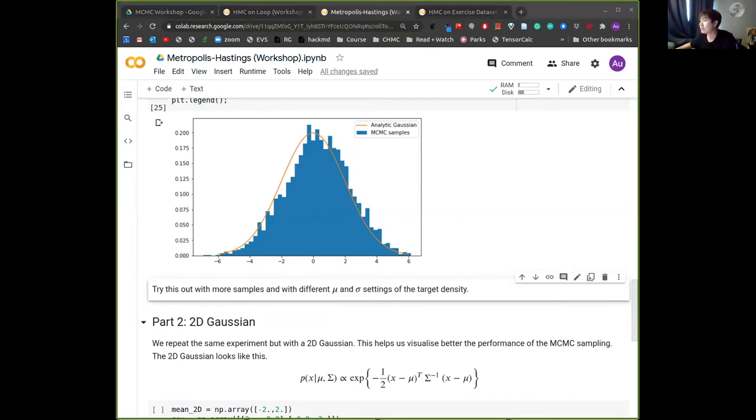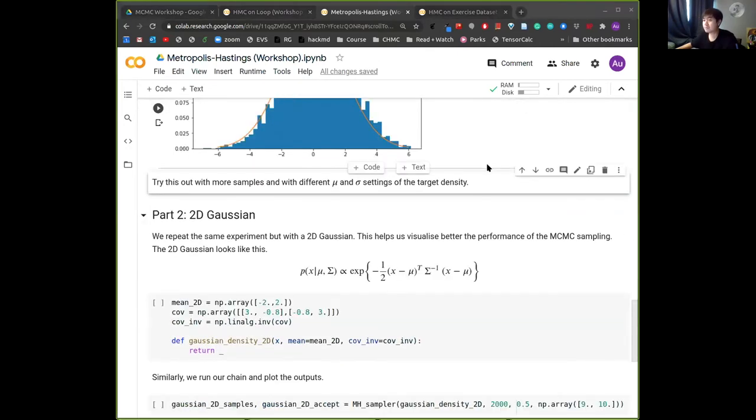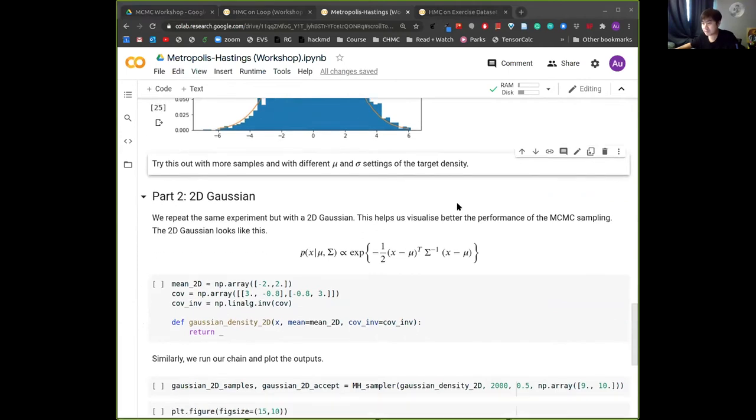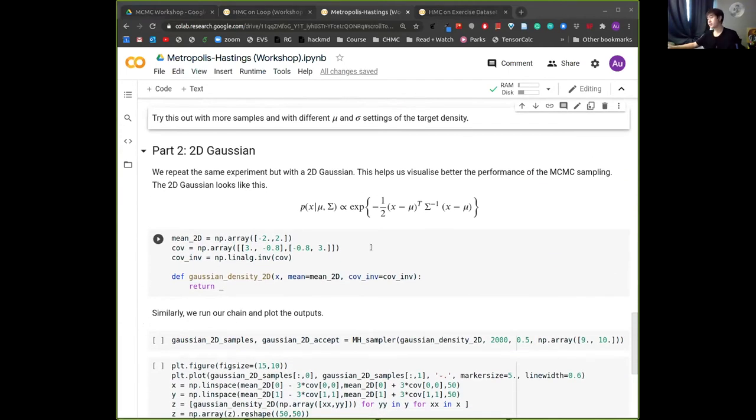Okay. And all right, I will move on to the second example, which is the 2D Gaussian. I took a bit of time just now, so I'm going to move a little faster. The 2D Gaussian is the same as the 1D case in principle, just that now you have two dimensions. And when you have two dimensions, your standard deviation is obviously no longer a number. It is now a matrix called the covariance matrix.